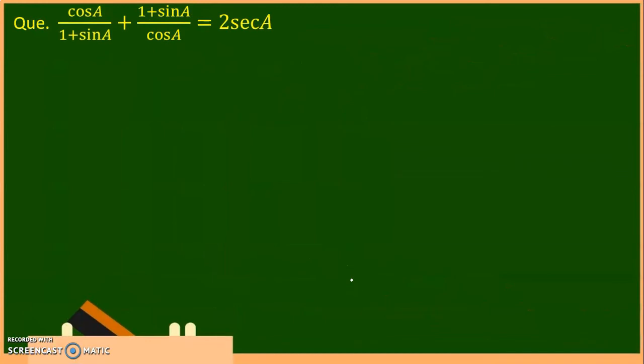See the next question. We have to prove cos A upon (1 plus sin A) plus (1 plus sin A) upon cos A is equal to 2 sec A. So let's start with the left hand side. We have cos A upon (1 plus sin A) plus (1 plus sin A) divided by cos A.